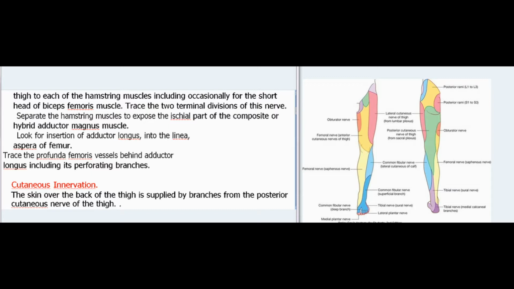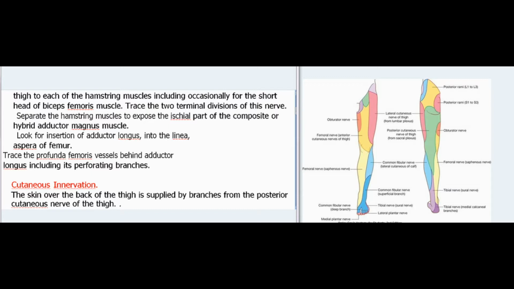Separate the hamstring muscles to expose the ischial part of the composite or hybrid adductor magnus muscle. Look for the insertion of adductor longus into the linea aspera of the femur. Trace the profunda femoris vessels behind adductor longus, including its perforating branches.